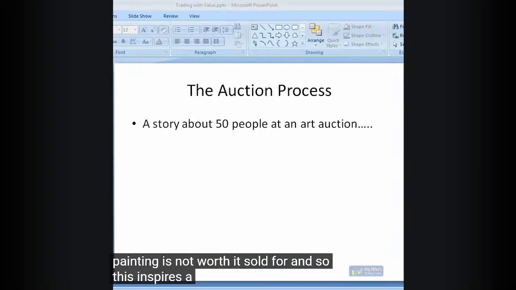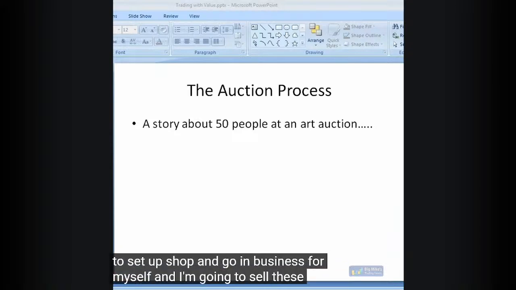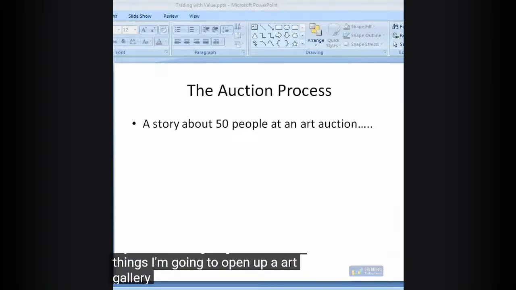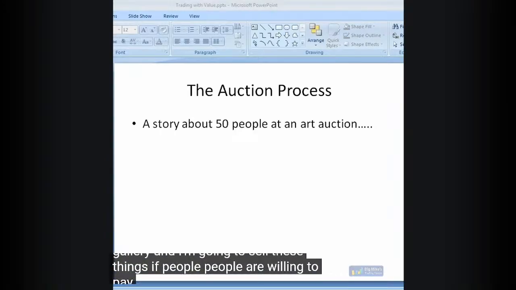And so this inspires a couple of interesting things. If you know that the painting that is selling in this auction is duplicable, then those with a little bit of ingenuity would start thinking, well, if people will pay that crazy amount for that painting, then I'm going to set up shop and go in business for myself, and I'm going to sell these things. I'm going to open up an art gallery, if people are willing to pay that kind of money.